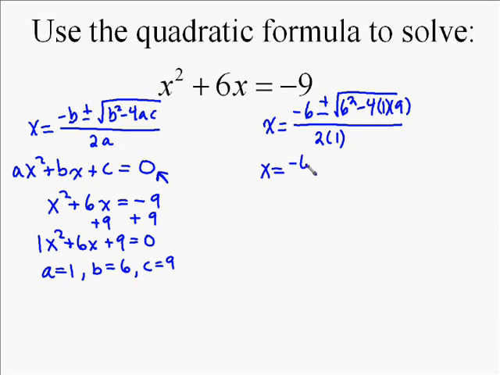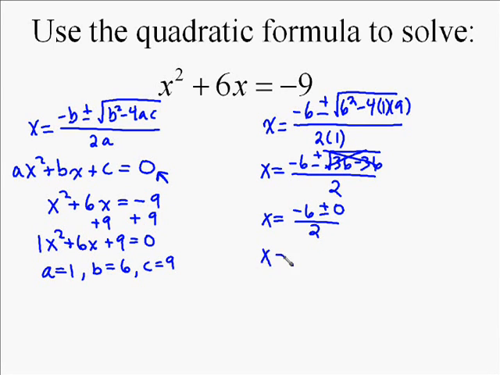So that's going to give us x equals negative 6 plus or minus, well, 6 squared is 36. And then you have 4 times 1 times 9, which is also 36, which you might notice gives us something interesting, because 36 minus 36 is 0. So inside the square root we have 0. Well, the square root of 0 is 0. So we're not adding or subtracting anything to that negative 6. So it's plus or minus 0 all over 2.